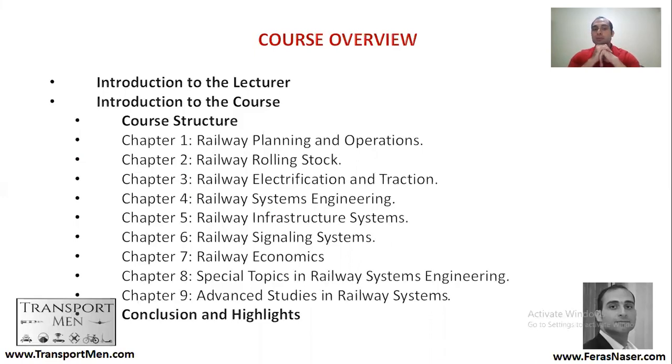The first chapter will be talking about railway planning and operations. The second one will be talking about railway rolling stock. The third one is about railway electrification and traction. The fourth one is about railway systems engineering. The fifth one is about railway infrastructure systems. Then we'll be talking about signaling systems, economics, special topics in railway systems until we reach advanced studies in railway systems. Then we'll conclude with some highlights.